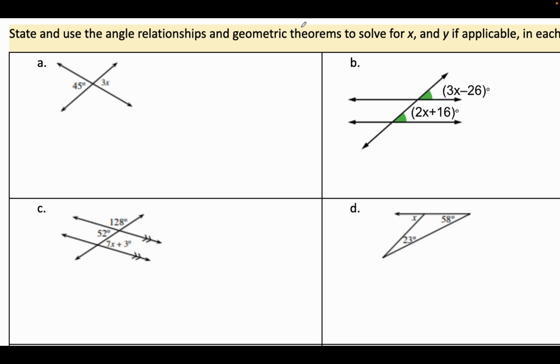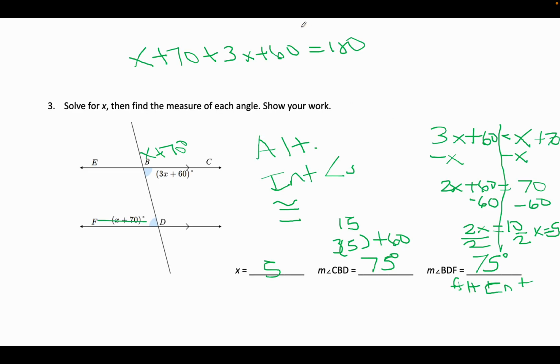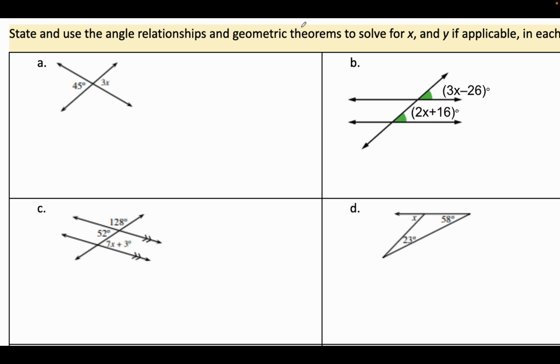So try a couple of these on your own, and then we'll go through the answers. So these are similar to this number 3. We're just solving for x or y, depending on what's given. So pause, see if you can do A, B, and C on your own. D, I'll go through.